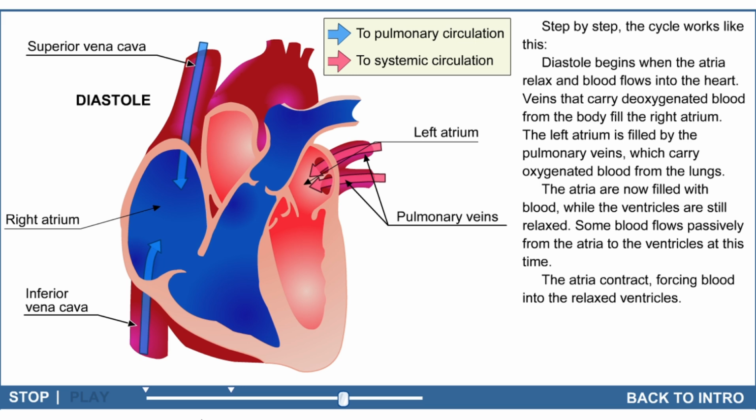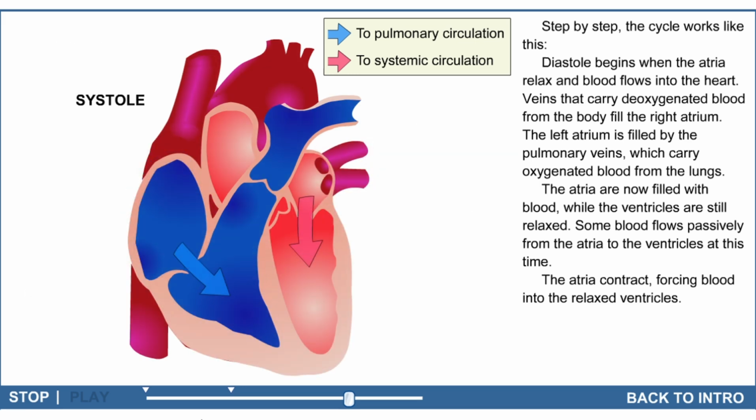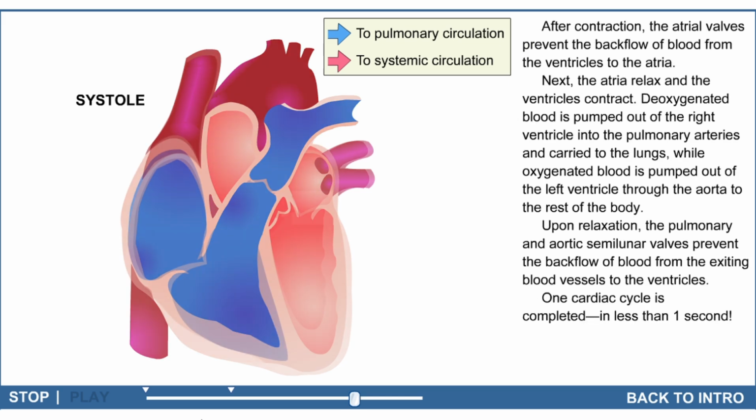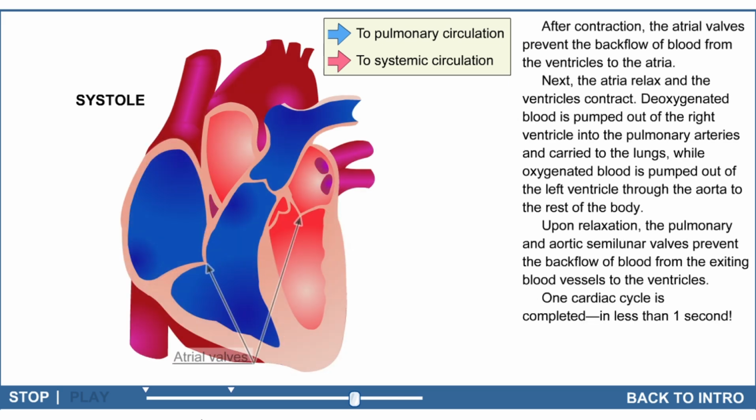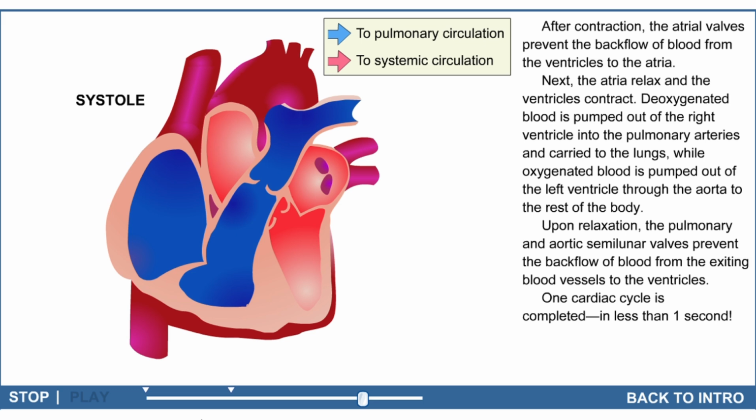Some blood flows passively from the atria to the ventricles at this time. The atria contract, forcing blood into the relaxed ventricles. After contraction, the atrial valves prevent the backflow of blood from the ventricles to the atria. Next, the atria relax and the ventricles contract.